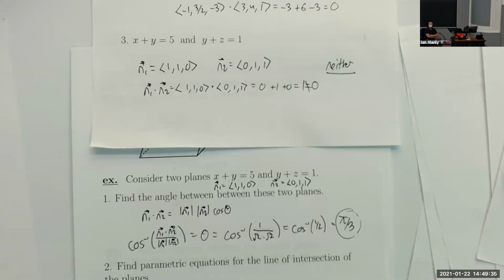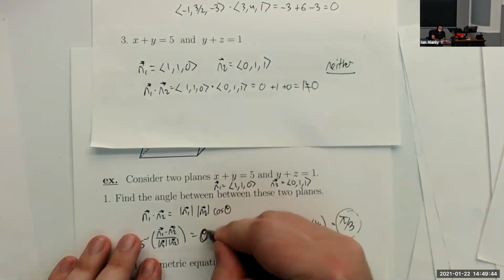How did you get inverse cosine of the dot product over the magnitudes equals 0? Oh, sorry, that's theta. Oh, okay. Theta, yeah, it's not 0.